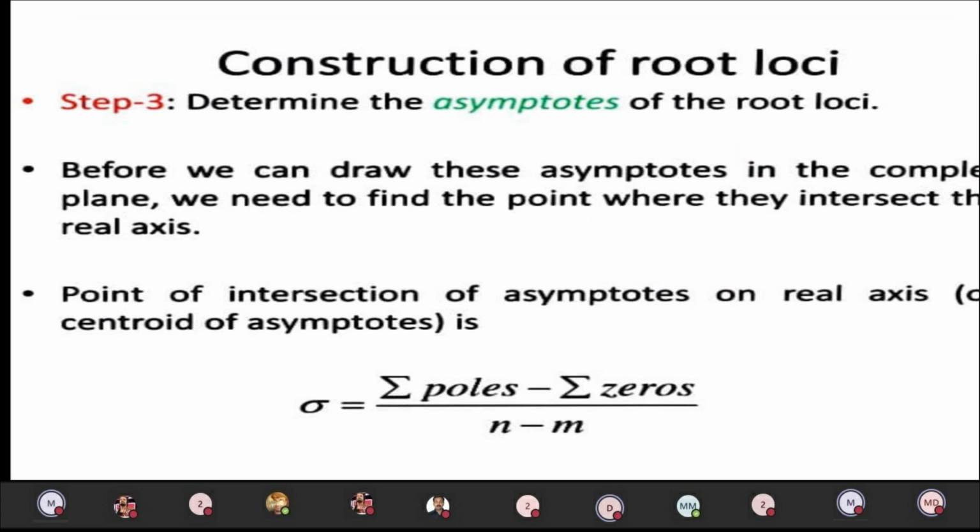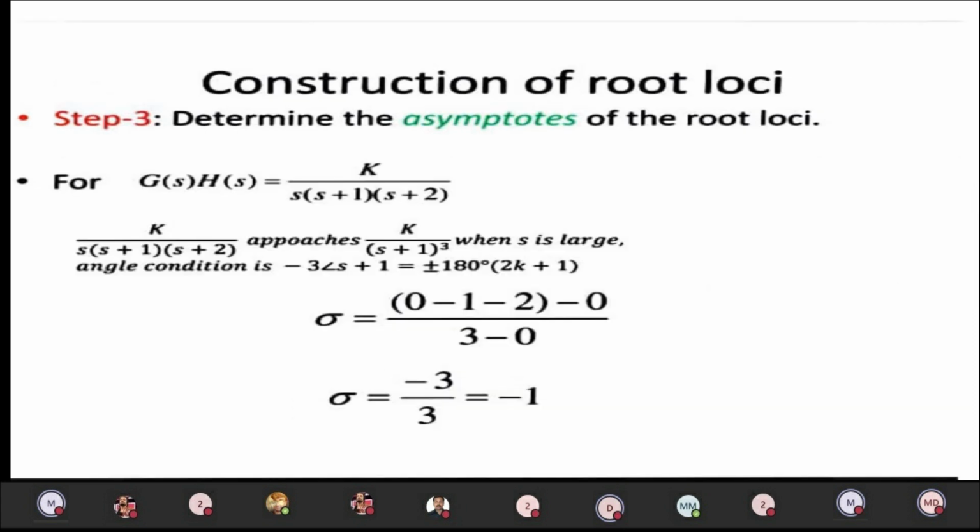determine the centroid. Okay, so here the centroid formula is sum of poles minus sum of zeros divided by n minus m. Sum of poles is 0, minus 1, minus 2. There are no zeros available, so take that as 0, divided by the number of poles n, that is 3, minus 0. Okay, so if you want to determine the centroid, you get sigma equal to minus 1. So it becomes like that.